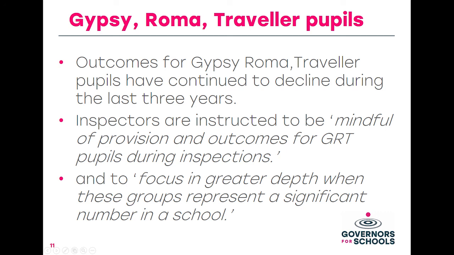what are the vulnerable groups in your school, and being mindful of what the provision is for those people and their outcomes. So if you've got any GRT pupils in your school, have a look, make sure that you're aware of that and can answer any questions if and should Ofsted come to talk to you, but also focus in greater depth where those children represent a significant number of pupils in your school. And even in Surrey, where I'm a governor, there are pockets where this is more significant in terms of a segment of the population than other areas.